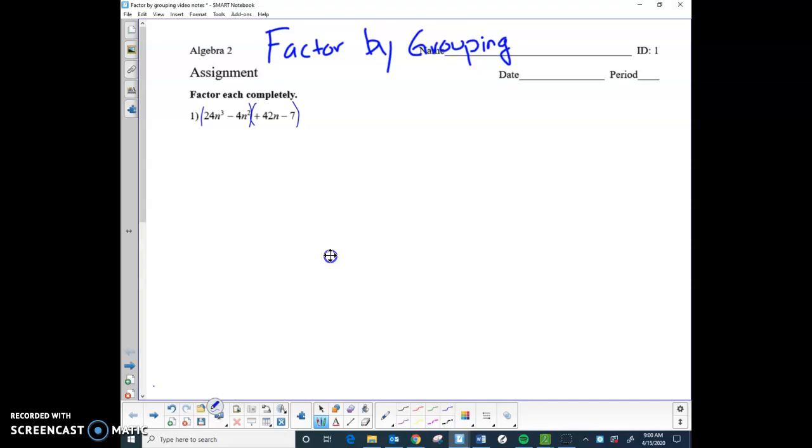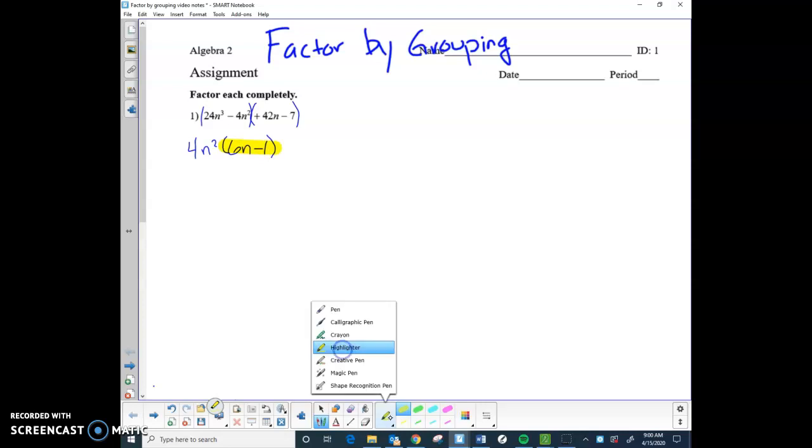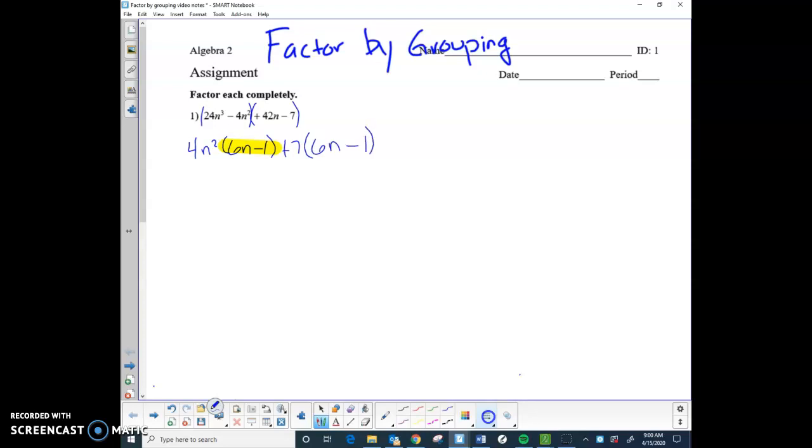So if I'm looking at this first one, I see that 4n squared goes into both of those. So I'm going to pull that out, and I am left with a 6n and a minus 1. Alright, so now what I'm looking for is this term to repeat itself in the second one. So in the next one, my greatest common factor that I'm going to pull out is a 7. So I'm going to say plus 7. And inside, I'm left with a 6n, and to make that plus 7 a minus, I've got a minus 1.